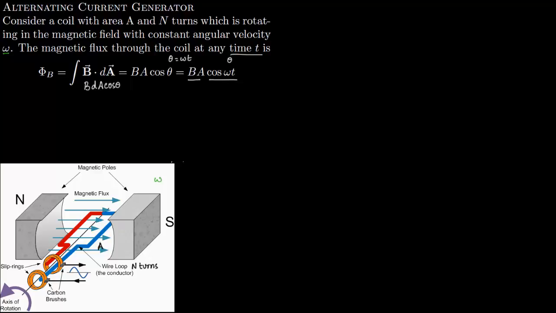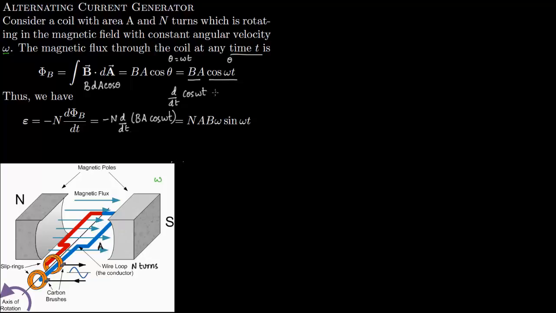Now we know that this EMF is given as minus N d by dt of phi. So you can write this as minus N d by dt of BA cos of omega t. Now N is constant anyways outside, B and A are also constant, so you take them outside. And you know that d by dt of cos of omega t is minus omega sine of omega t. So minus sign cancel out and you end up with NAB omega sine omega t.